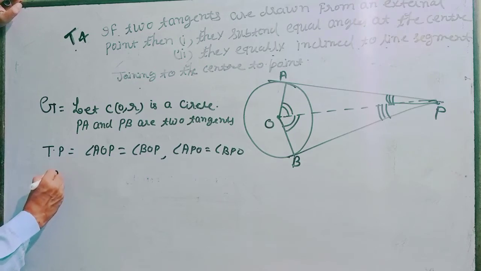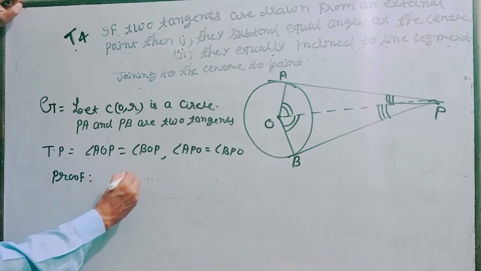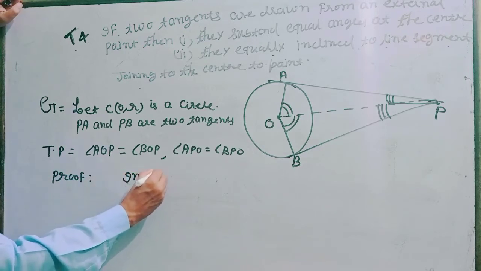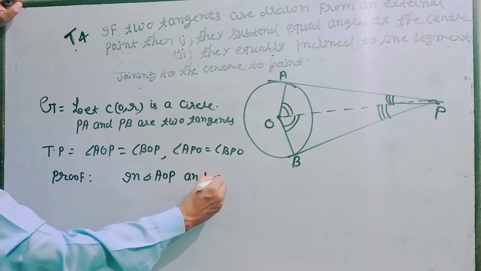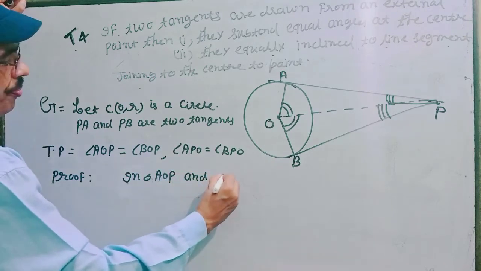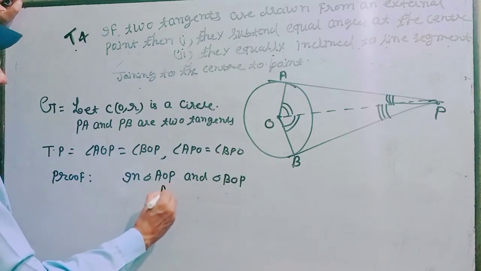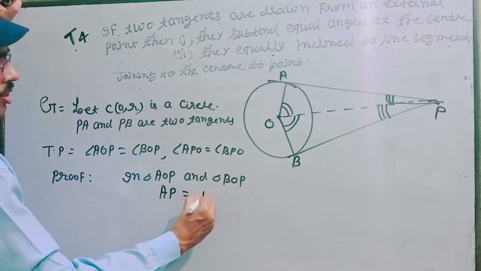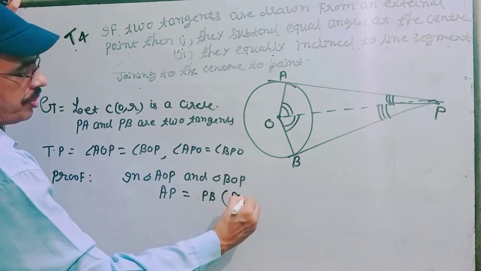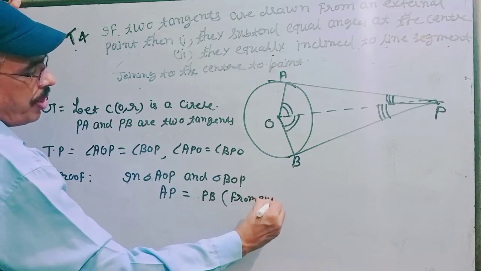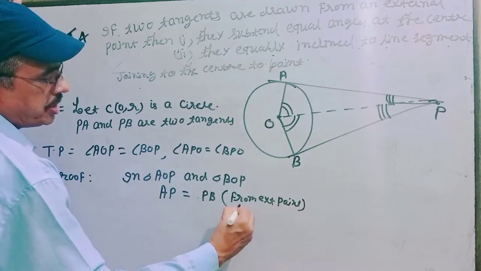Now for the proof, construction is no need here. So proof: you take triangle AOP and triangle BOP. What is given? You can write AP is equal to PB. Reason: from an external point, tangents are equal.